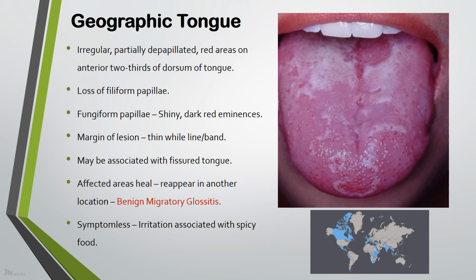However, the fungiform papillae are not lost and are seen as shiny dark red prominences, generally seen on the anterior tip of the tongue. The atrophied mucosa of the lesion will generally show a thin white line-like margin or a band-like margin on the periphery. Sometimes this pathology may also show the presence of fissuring on the tongue.